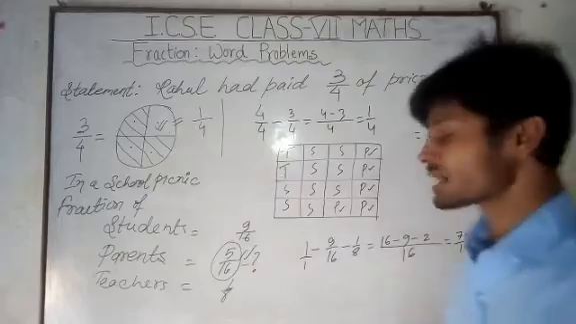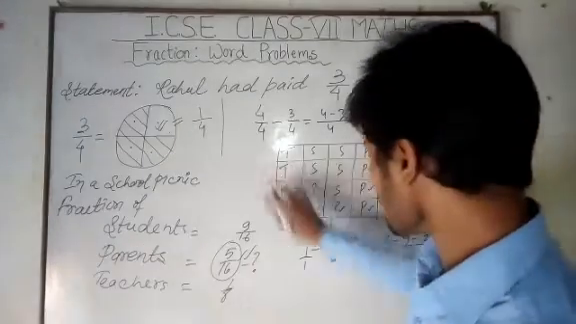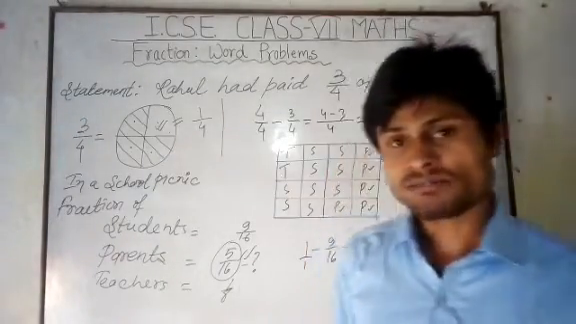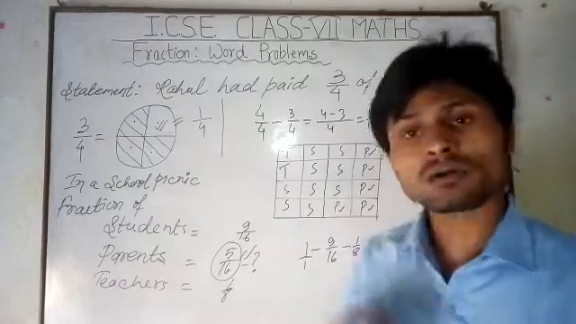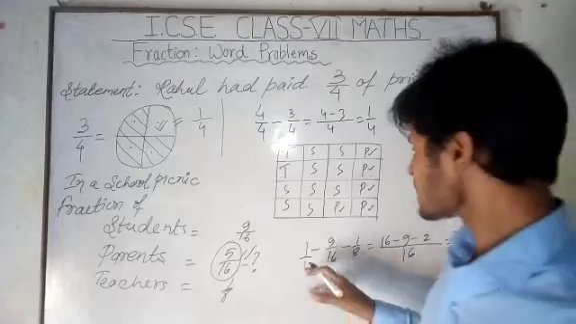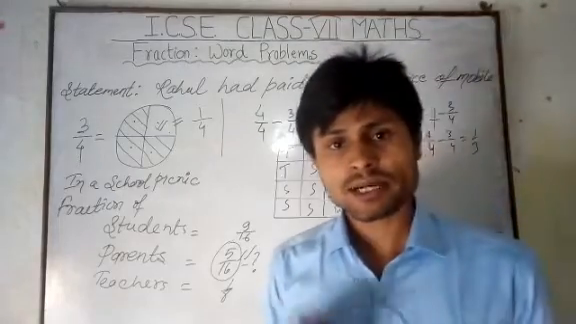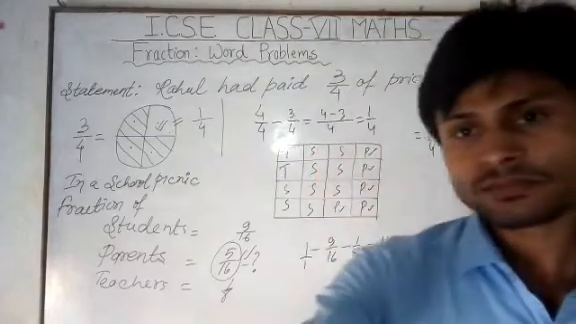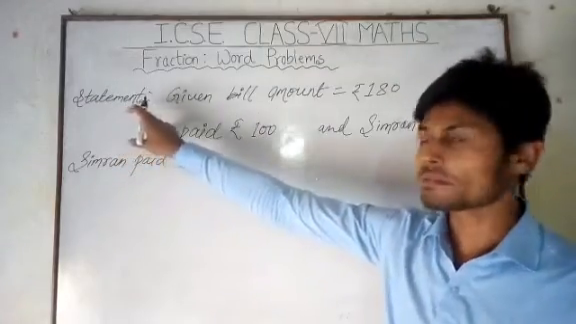So in this way, we will take the whole part in the form of a fraction as 1, or 1 by 1, or whatever. You can also take 16 by 16 in this place, but it is better to take 1. Here we have one example.